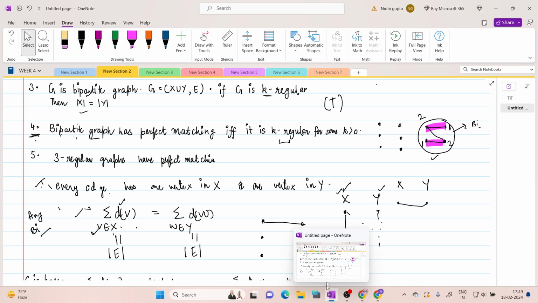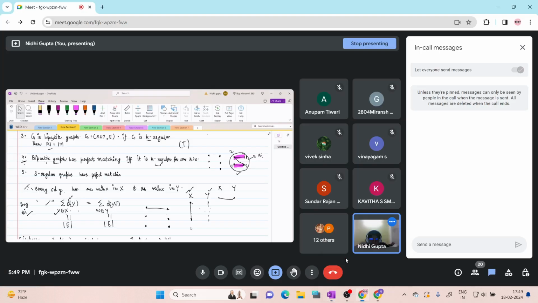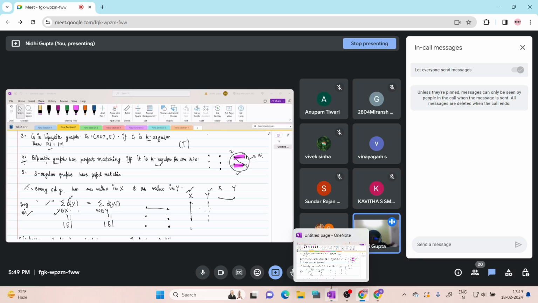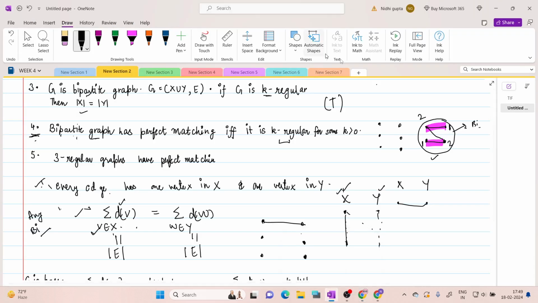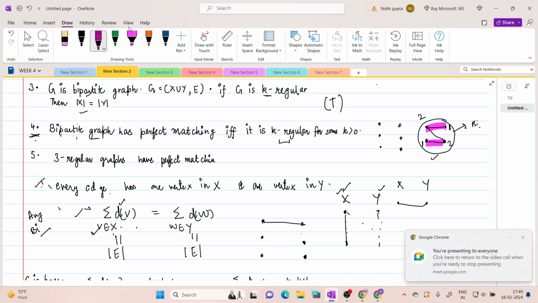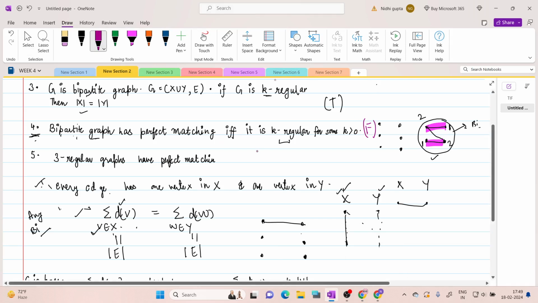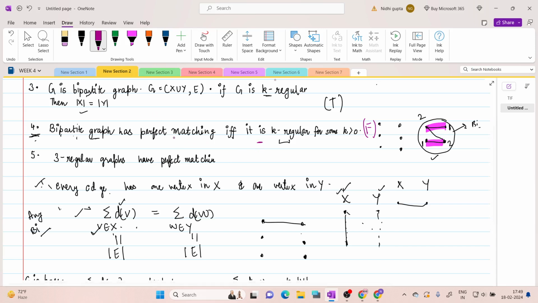So is this question clear to everyone? Any doubts in this? So basically the fourth is false. Okay, so now if there are no doubts for the fourth question: the fourth question was saying that a k regular bipartite graph will have a perfect matching. Now the fifth question is more general. It is saying that three regular graphs have a perfect matching.